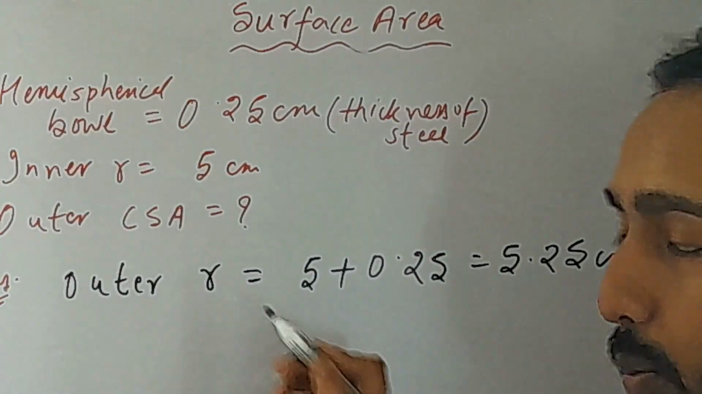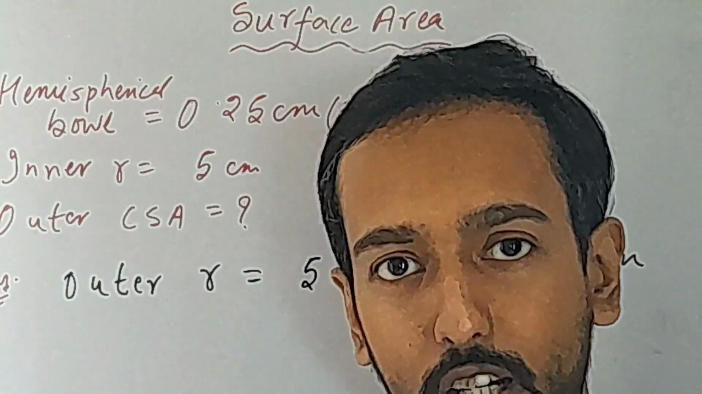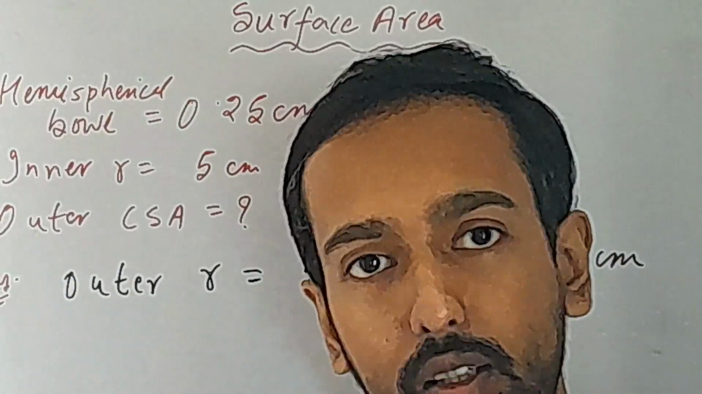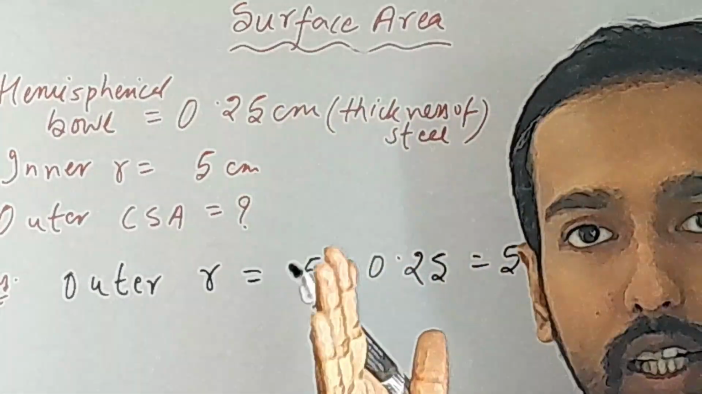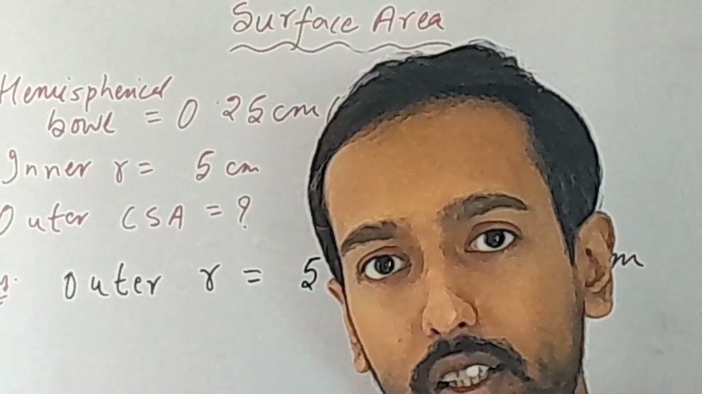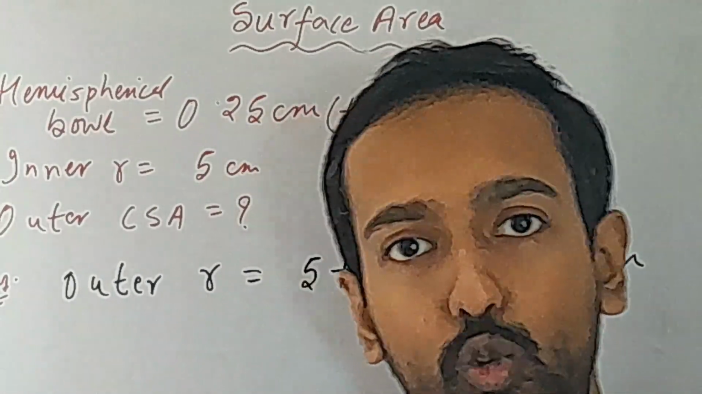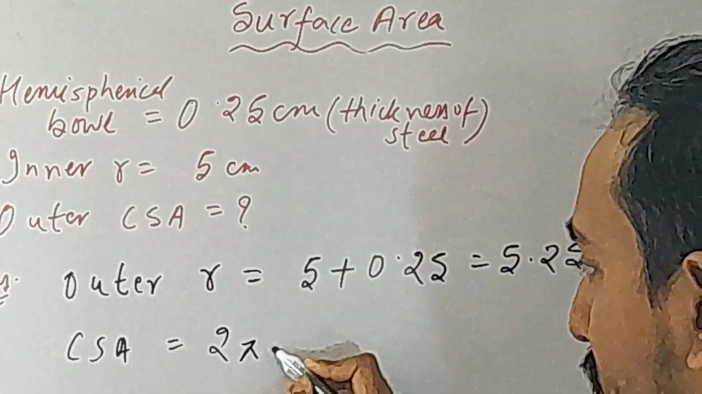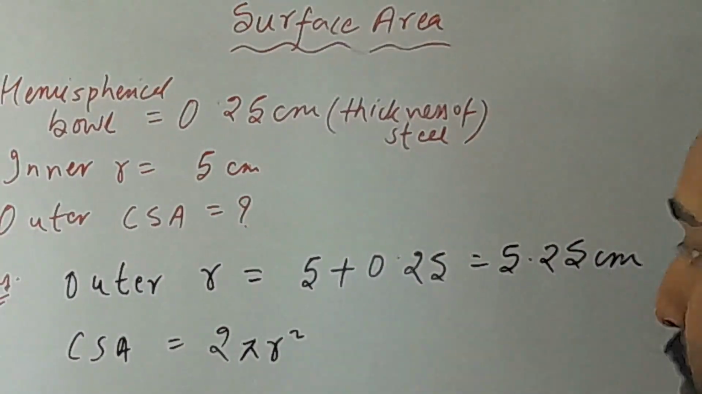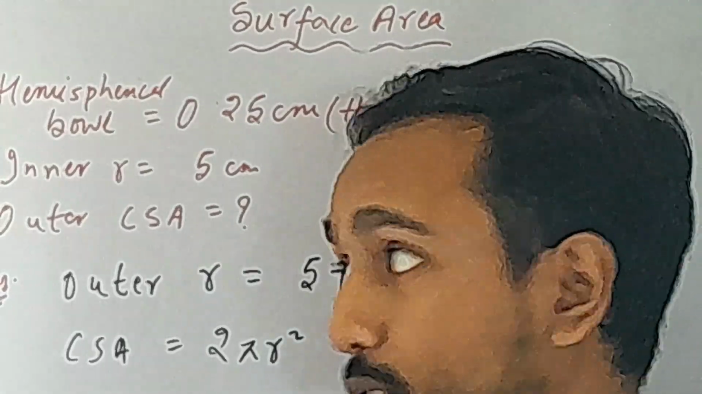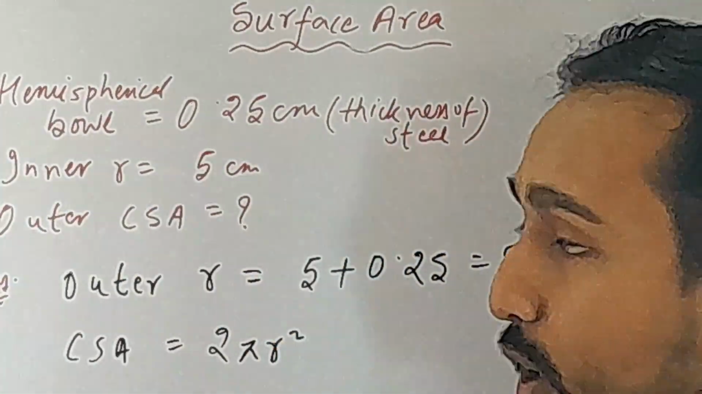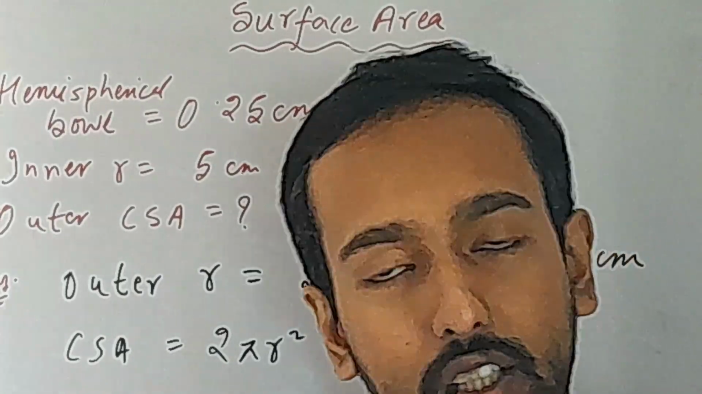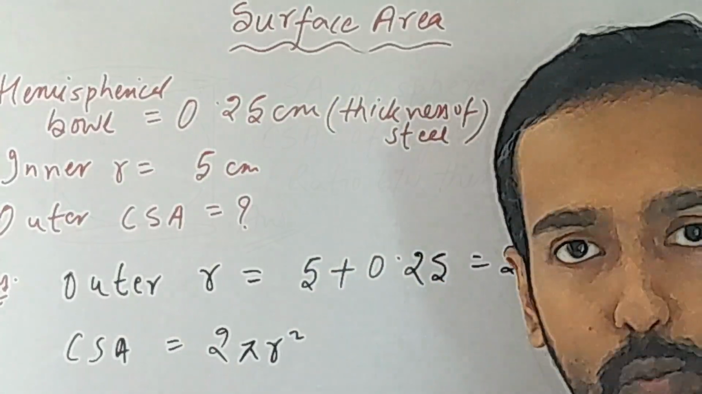This will be used in finding the outer curved surface area of the hemispherical bowl. Again, we will use the simple formula that we used in the previous questions also, that is, the curved surface area of the hemispherical bowl is given by 2 pi r square. And we will use the value of r in this question in order to find the curved surface area. I have taken this question only to explain the concept of 0.25 cm thickness. Otherwise, this question is similar to the previous question. So with this, let us move on to some more examples.